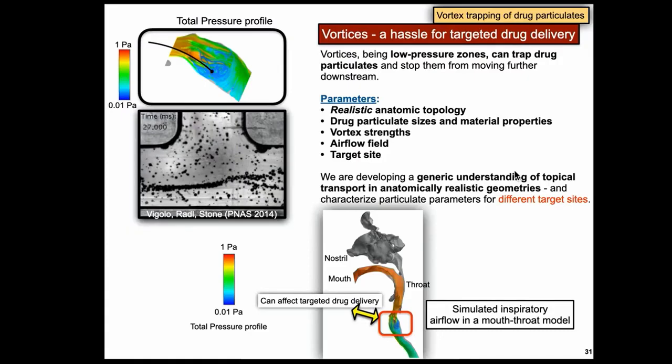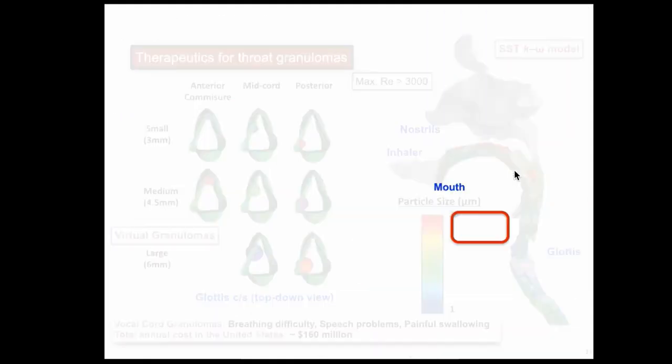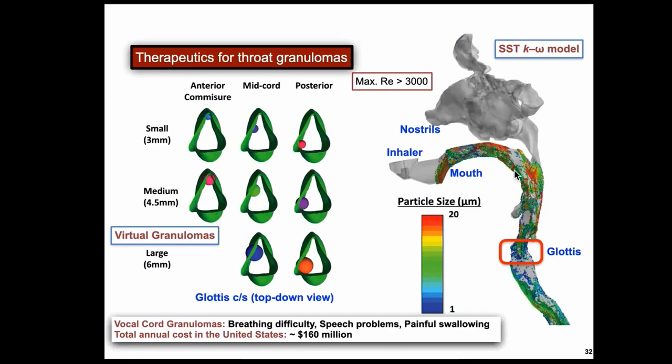For example, like a simple T section over here. What I'm trying to do is to think about the anatomically realistic geometries and explore how the vortices might impact drug delivery. So the particular problem that I'm going to discuss here is related to a condition called vocal fold granuloma, where there are these little tumors that are formed near the vocal folds in the throat. I have virtually implanted tumors of different sizes, and these sizes are decided based on my discussion with the clinicians.